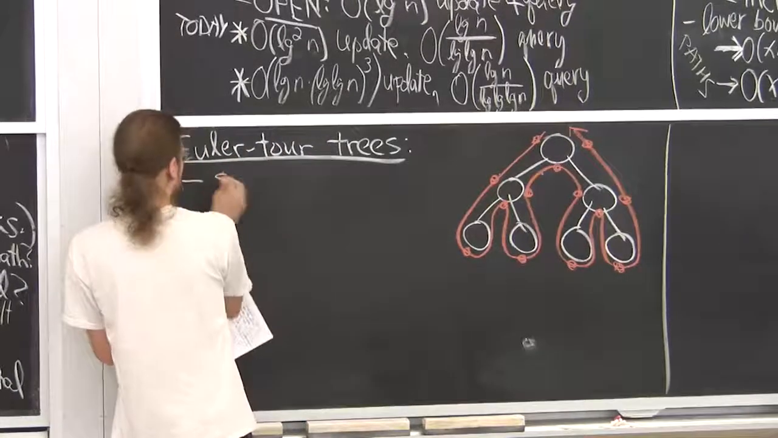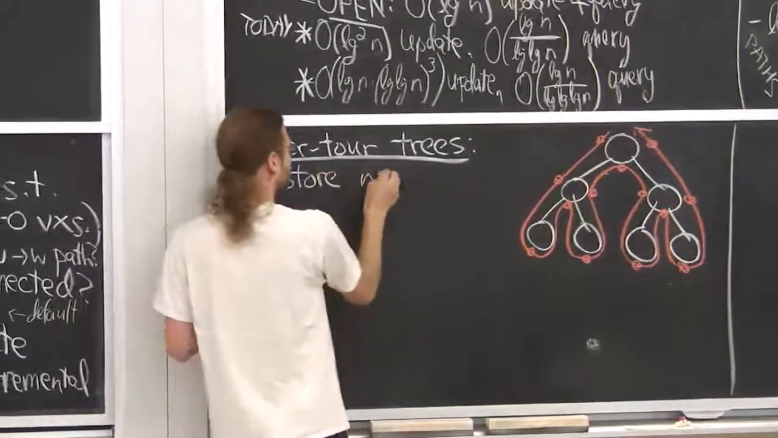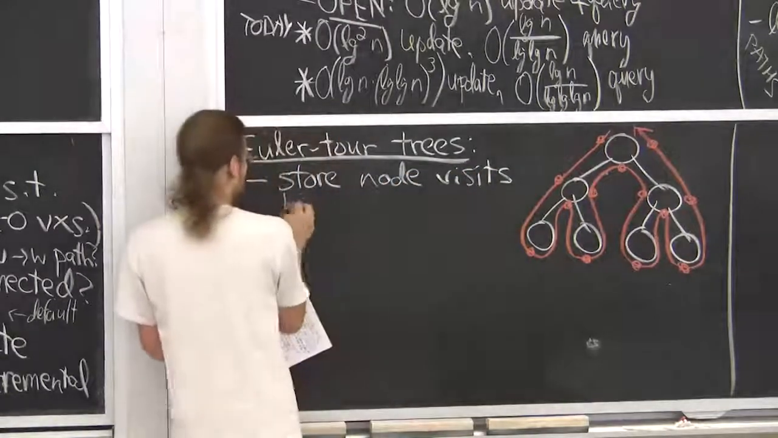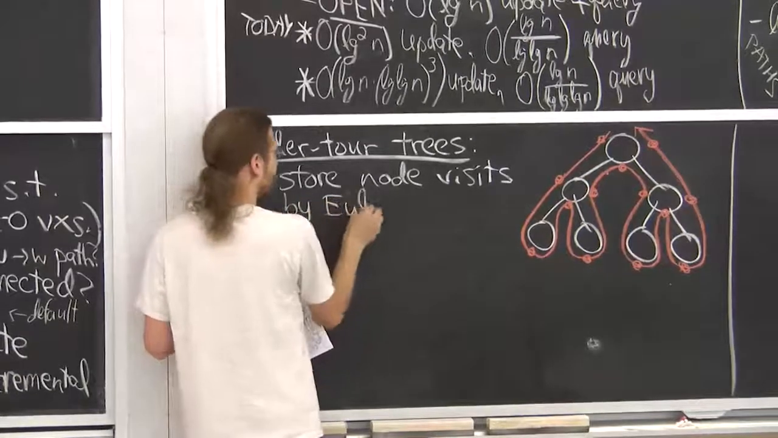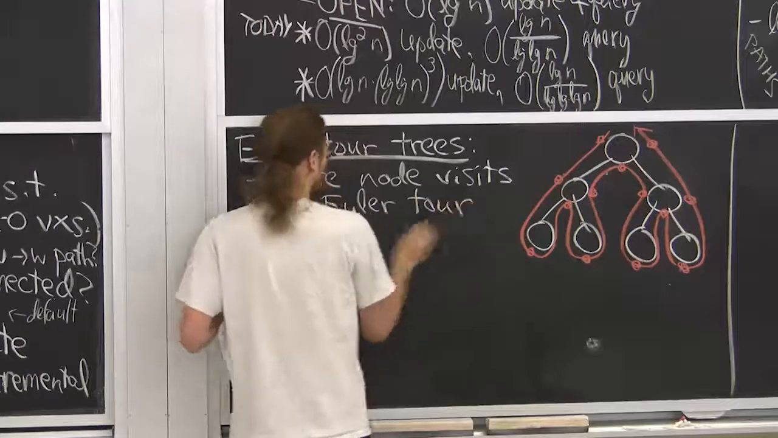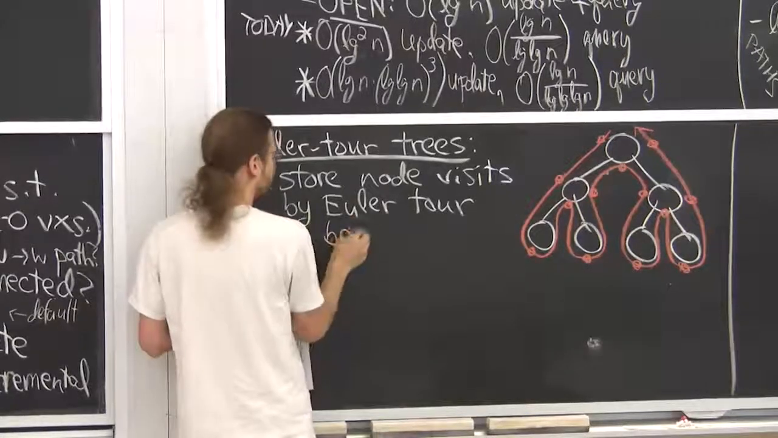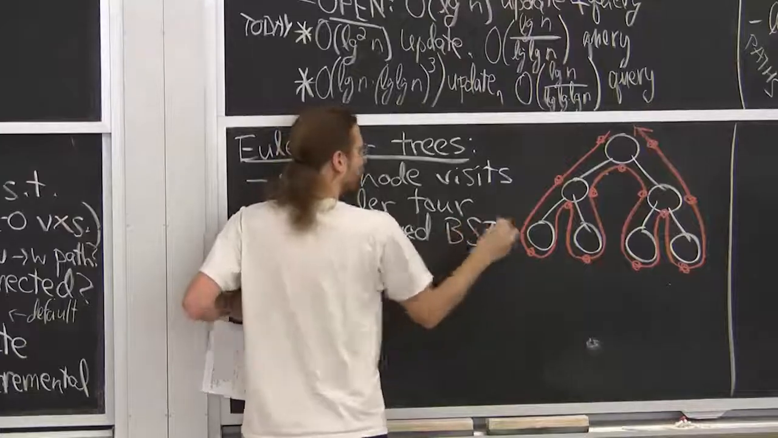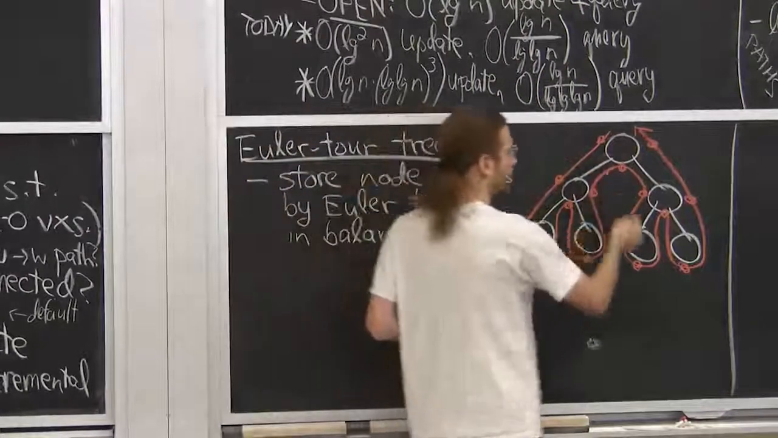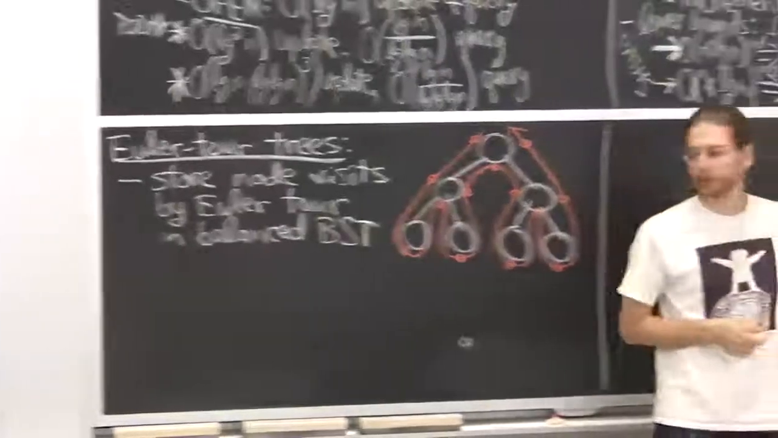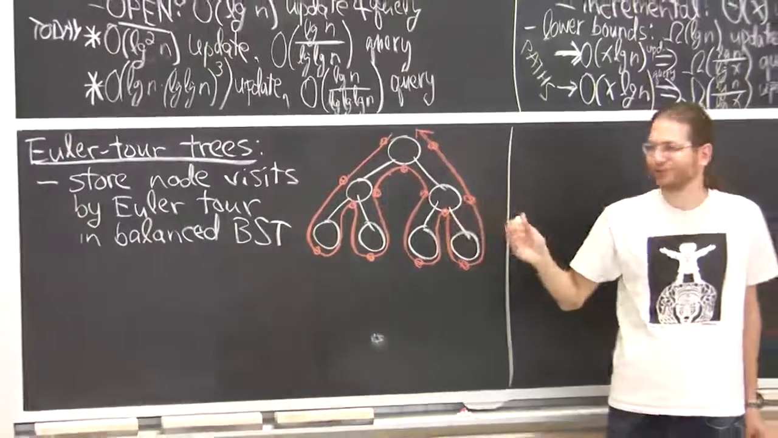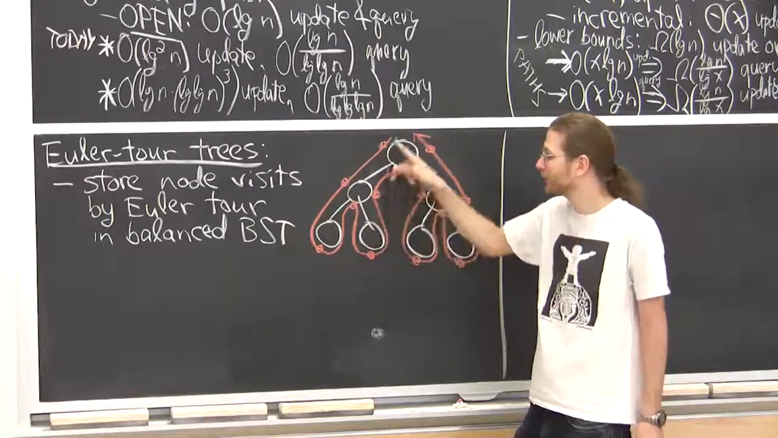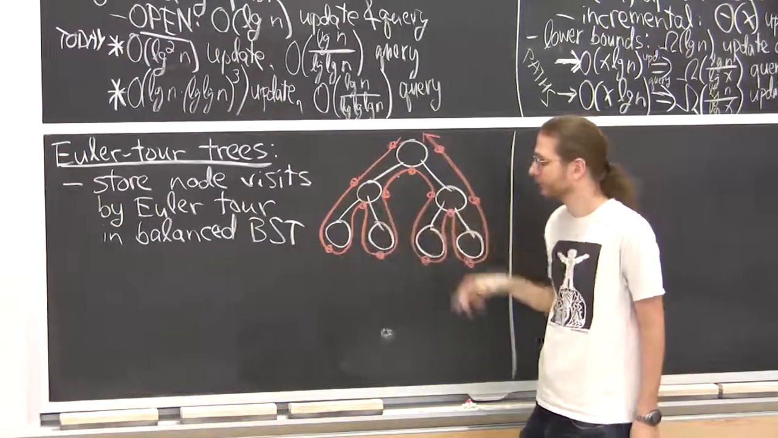So, store the node visits by the Euler tour in a balanced binary search tree. What's the order? We're storing them in order by the order that the Euler tour visits them. So this will be the leftmost, the min in the tree. This will be next and then next. So if you do an in-order traversal of the tree, you should get the visits in this order.